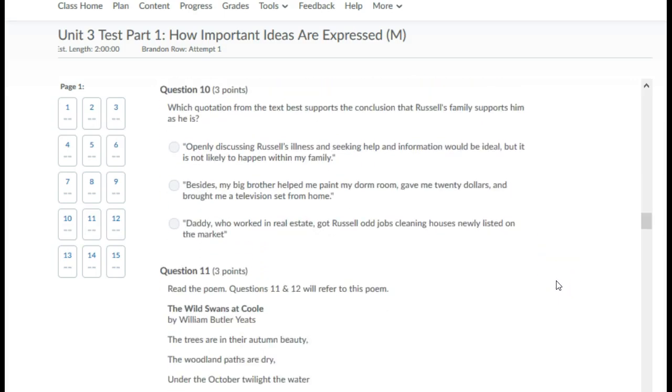Question 10. Which quotation from the text best supports the conclusion that Russell's family supports him as he is? "Openly discussing Russell's illness and seeking help and information would be ideal, but it is not likely to happen within my family." "Besides, my big brother helped me to paint my dorm room, gave me $20, and brought me a television set from home." "Daddy, who worked in real estate, got Russell odd jobs cleaning houses newly listed on the market."